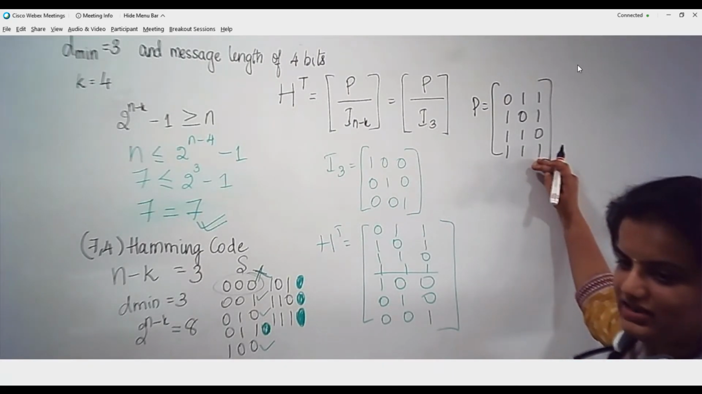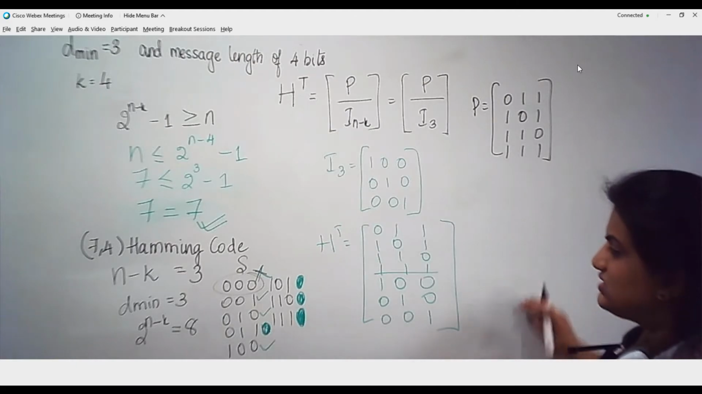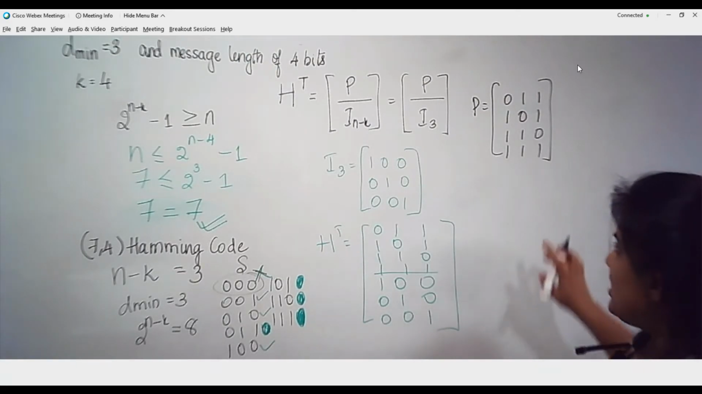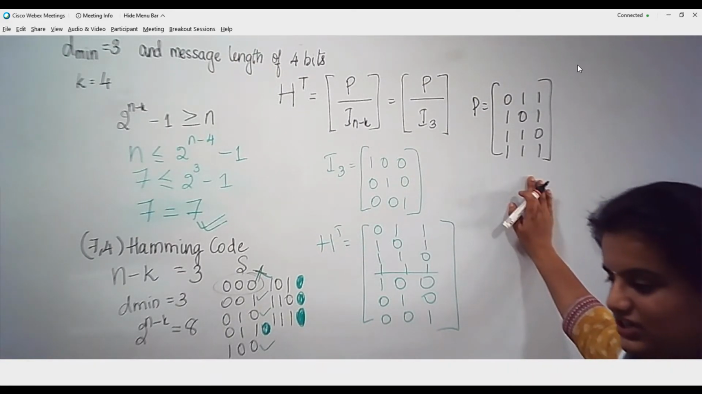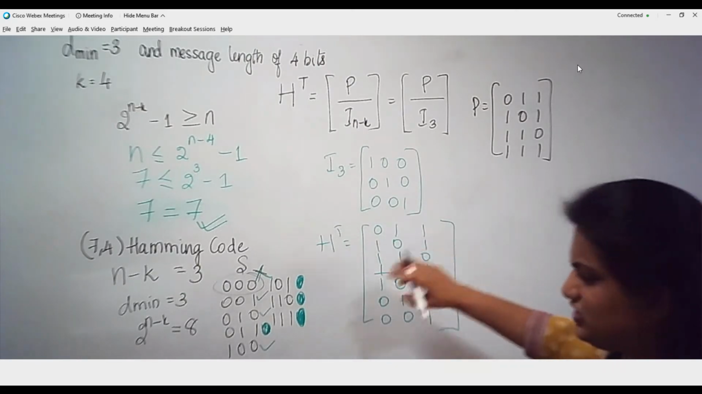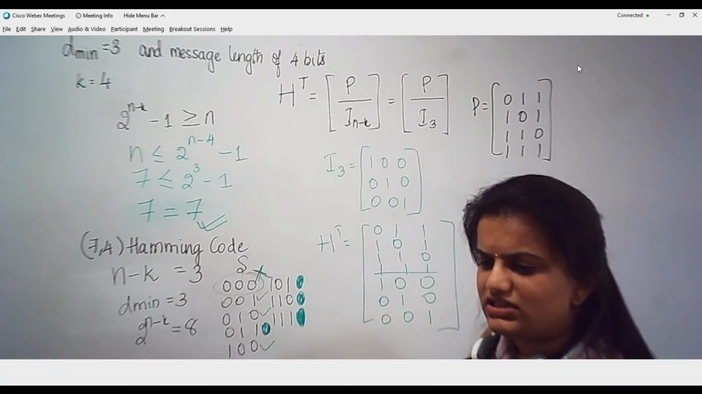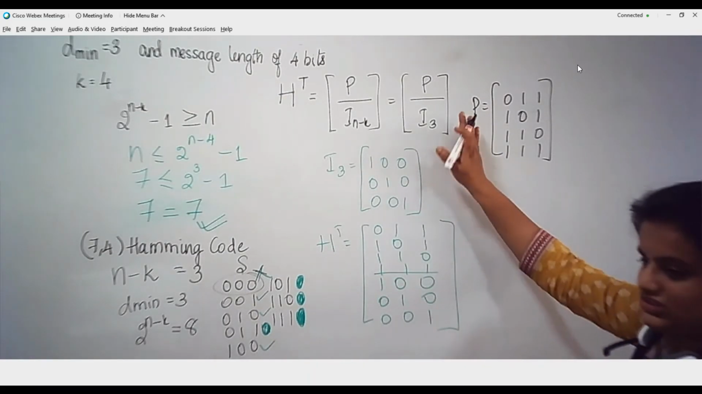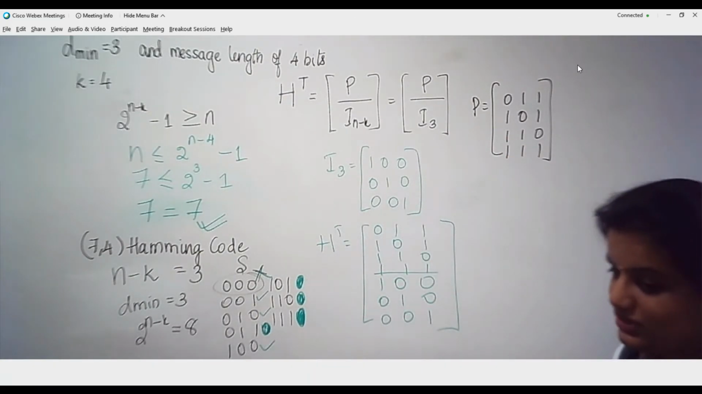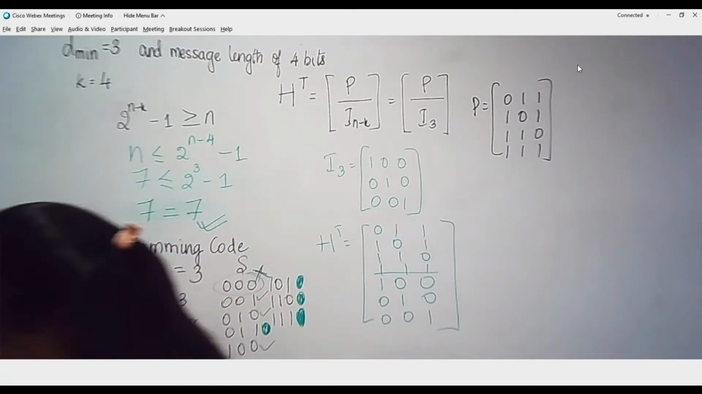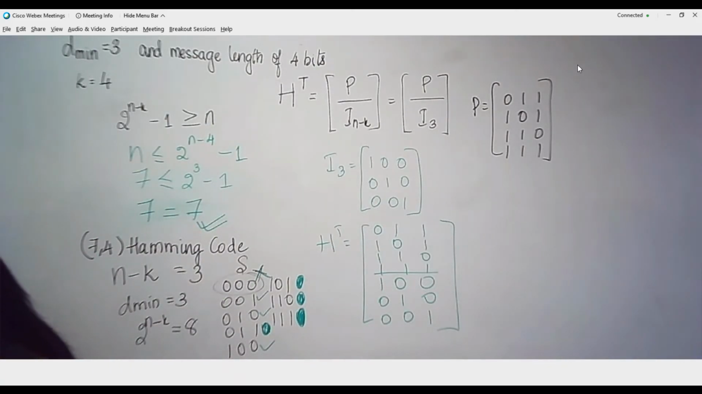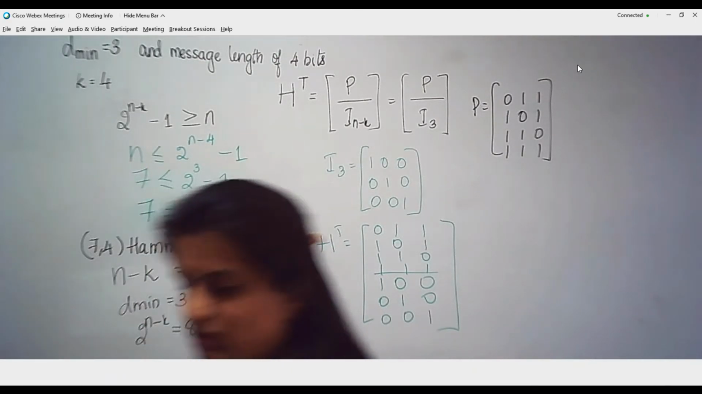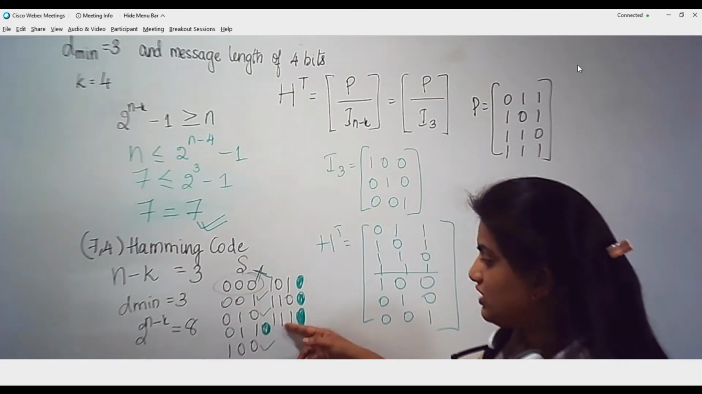Once I know the parity matrix, the other things are fixed for me. That means I will know the generator matrix, I can know the parity check matrix, all other things will fall in place. Ma'am, once again tell me, how to choose the parity matrix?